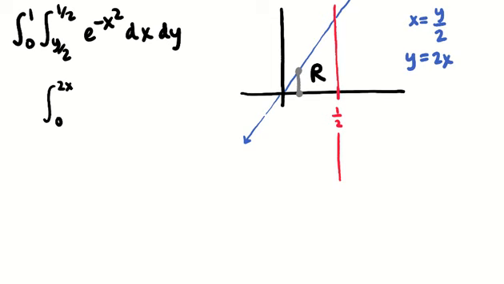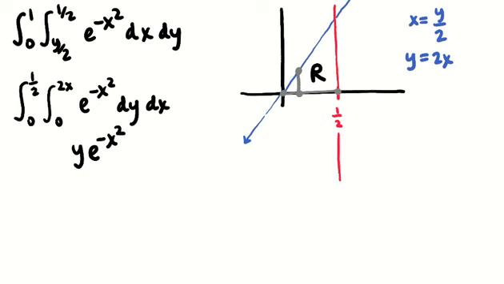And then x is going from 0 to 1/2. And I'm still integrating e to the negative x squared, but now dy and then dx. So I'm going to start off and look at the integral from 0 to 2x of e to the negative x squared with respect to y. This has no y's in it, so the antiderivative with respect to y is just this times y. And then y is going to run from y equals 0 up to y equals 2x. And then we're going to integrate this from 0 to 1/2, and it'll be great.